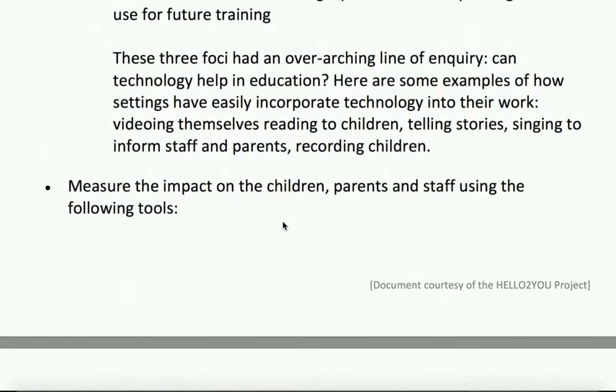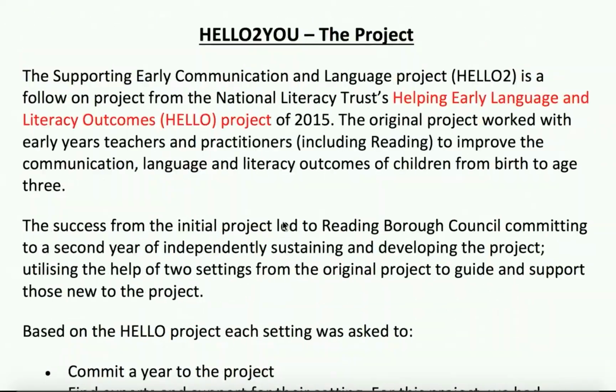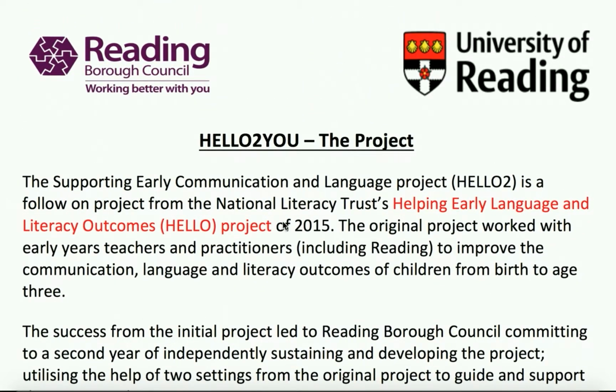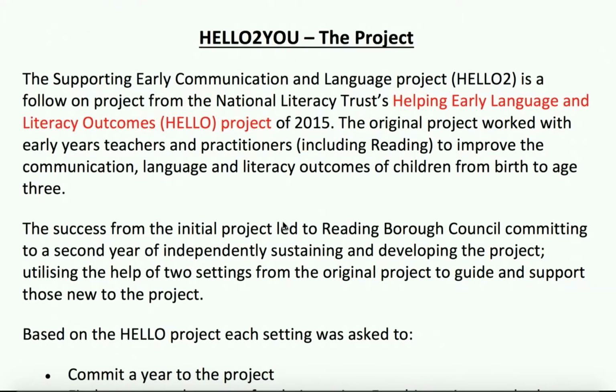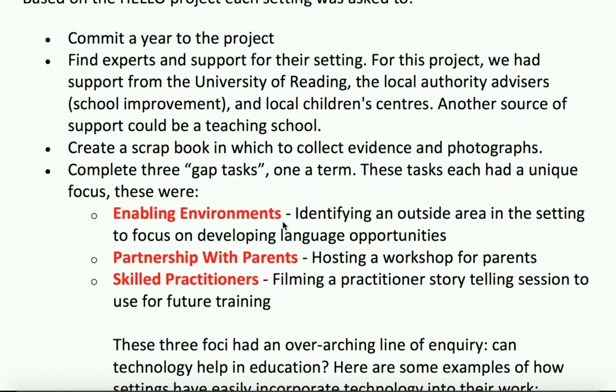An overview of how the project will work is this. The project chooses 3 areas in which settings would make changes to their practice. These 3 areas were environments, parents, and practitioners. Each term, our settings would focus on one of these areas and would complete a gap task on them. This gap task was designed to change their practice in this area. More details on each gap task will be delivered later in the tutorial.